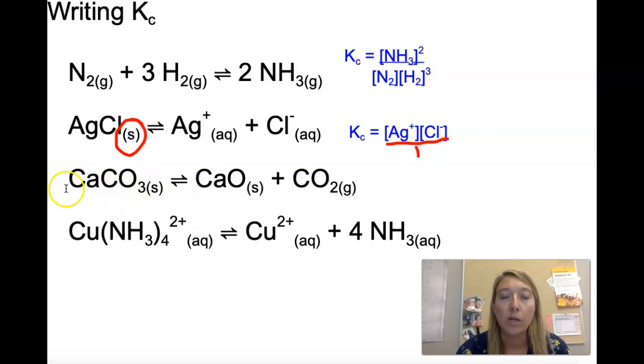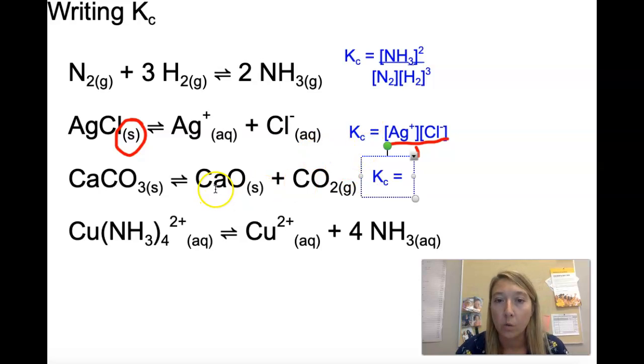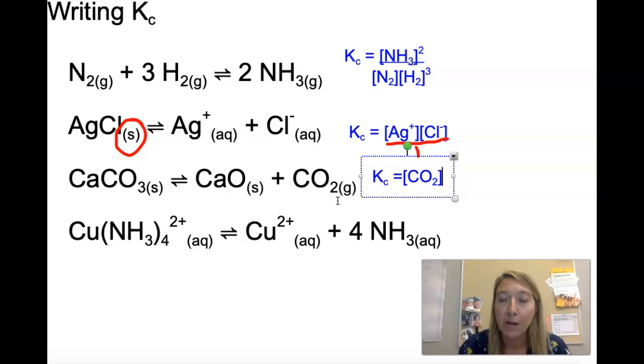Okay, looking at the next one, we have calcium carbonate turning into calcium oxide and carbon dioxide. For this one, Kc equals, well, CaO does not belong. It's a solid, it doesn't go into it. So we move to the next thing. We have the concentration of CO2, not to the power of anything because it's balanced with 1. And then we look at our reactants. The only reactant we have is calcium carbonate, which is a solid, so it also doesn't belong. So in this case, our Kc is simply equal to the concentration of the CO2 gas.